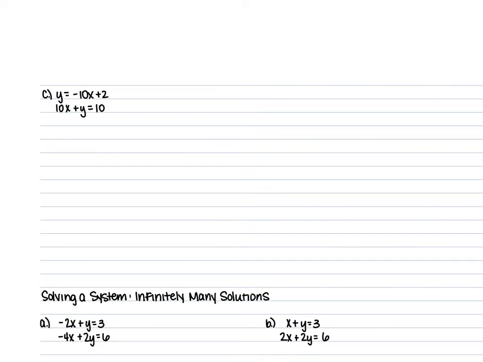If we look at example C, we have y is equal to negative 10x plus 2, and 10x plus y is equal to 10. Once again, we have a y is equal to in this situation, so I'm going to take that negative 10x plus 2 and plug it in for y. This is going to give me 10x minus 10x plus 2 is equal to 10. Those 10x's are going to cancel each other out, so we just have 2 is equal to 10. This is not a true statement, so once again, we have no solution.